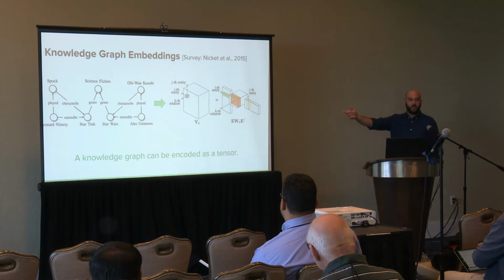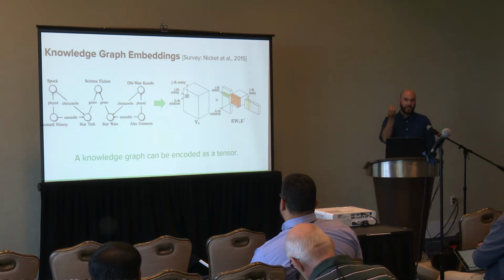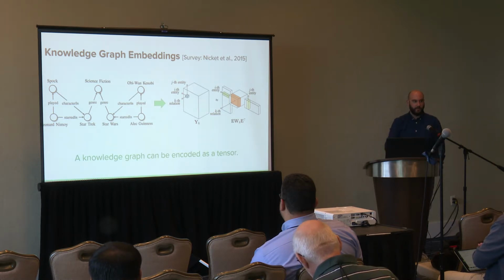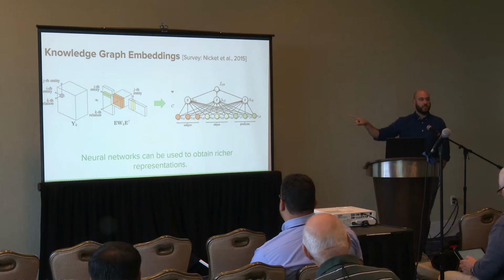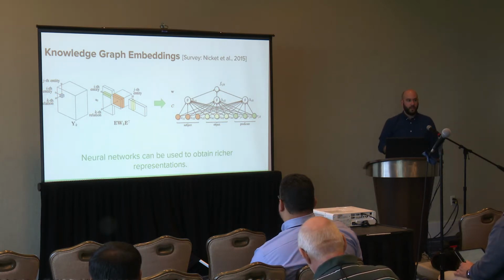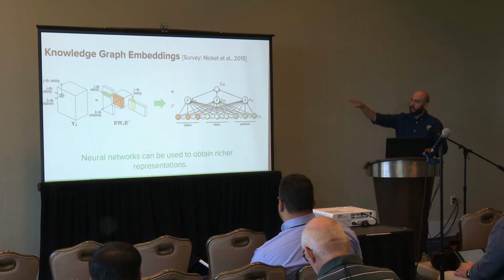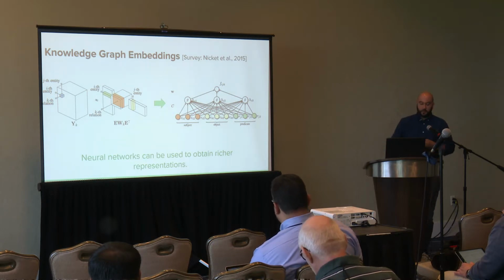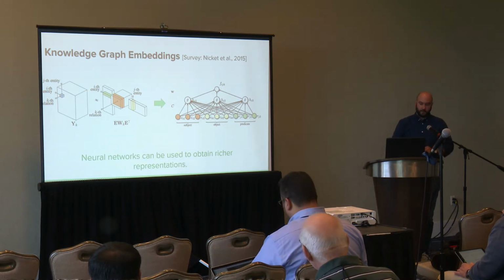Why not take this step a little bit further, right? If I have these latent layers that capture my knowledge, why not use deep nets to actually get more rich representations that I can use? So this idea has been used. I encourage you to actually read this survey paper by Nickel et al. to capture embeddings of knowledge graphs.